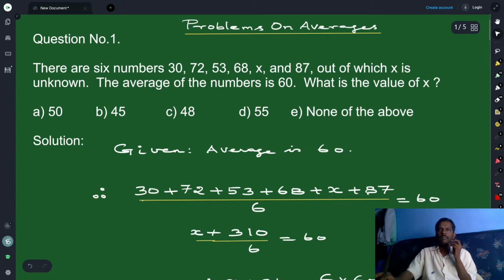1, 2, 3, 4, 5, 6. 6 numbers are there. And we are given that the sum over the number of numbers equals 60. See, average is 60. What we do here is add all the numbers except x. So keep x as it is and add the remaining numbers. 7 plus 8, 15, 15 plus 3, 18, 18 plus 2, 20. So you put 0, remainder 2, 8 plus 2, 10, 10 plus 1, 11, 21 plus 10, 31. So x plus 310 over 6 is equal to 60.